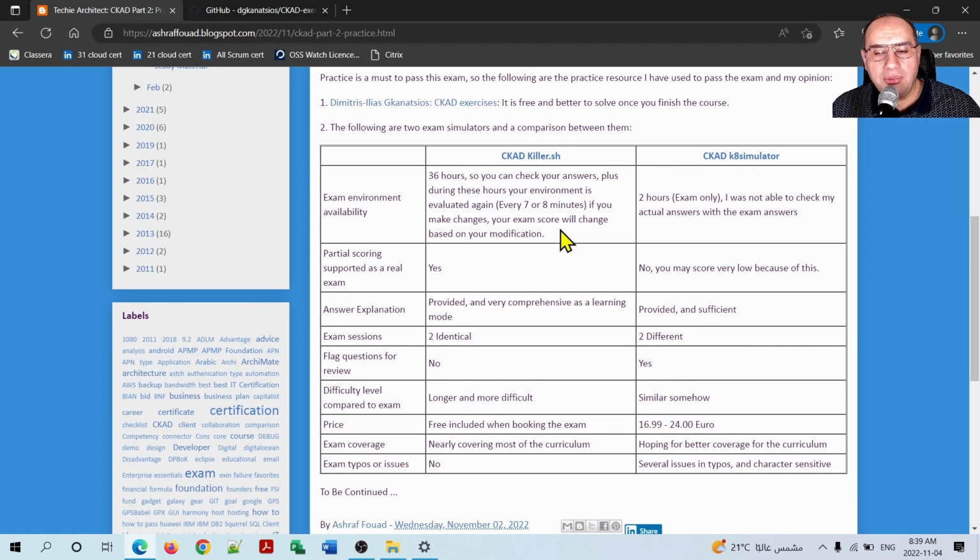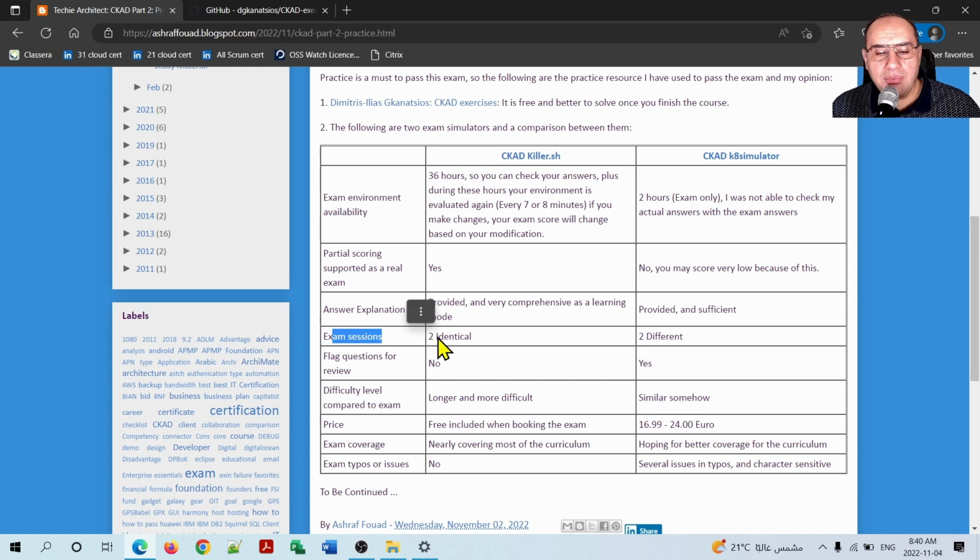The answer explanations from Killer were actually very, very comprehensive, as if in a learning mode. They were explaining this is the way you should be thinking. They even add some extra steps in order to do some investigation. They are very, very good. For the emulators, what they provided was actually sufficient after you finish the 2 hours.